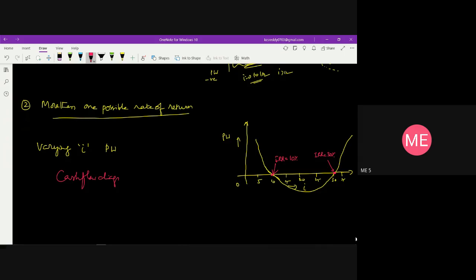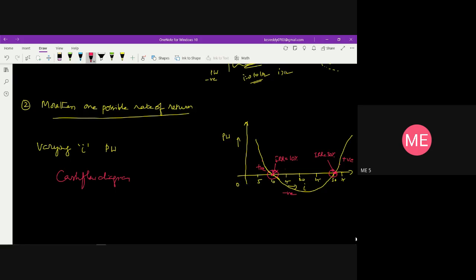So for the same alternative drawn from the cash flow diagram, if you plot the present worth against the rate of interest and the curve is like this, then at this particular point IRR is 10%, where it crosses the zero line. Similarly, at this point the rate of interest is 30% with present worth 0. So here we get two points, when the cash flows switch from positive to negative: the present worth is positive, then negative, then positive once again.